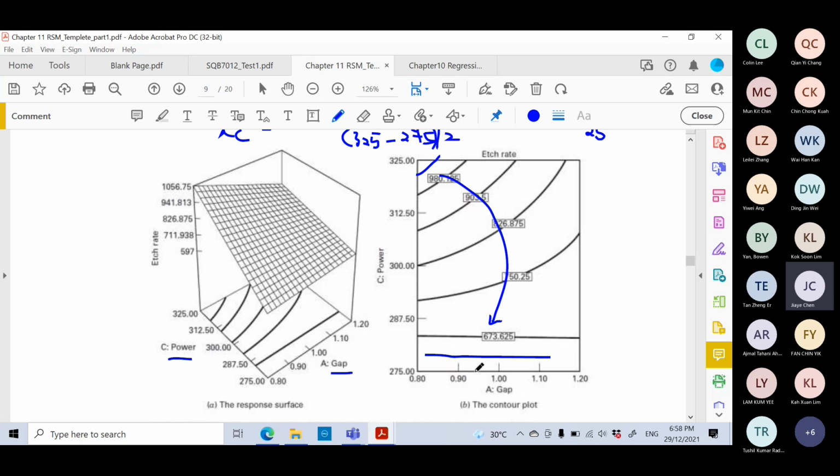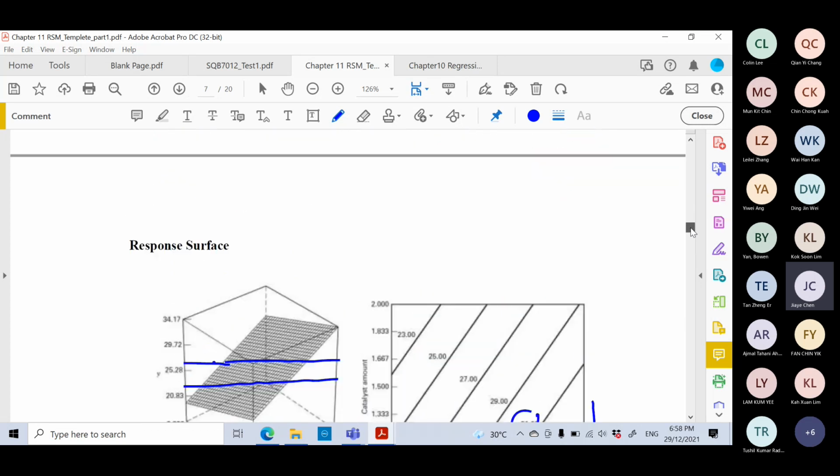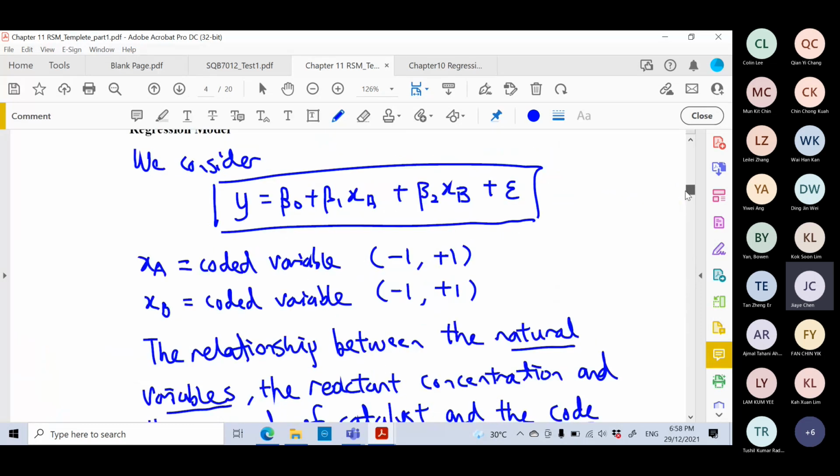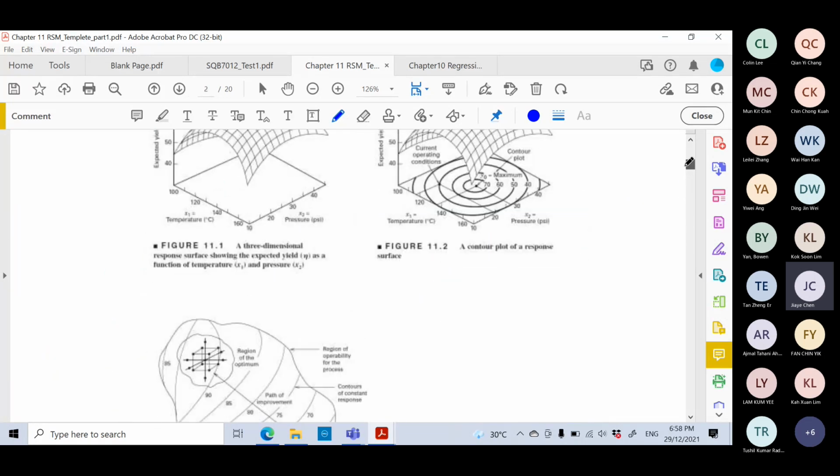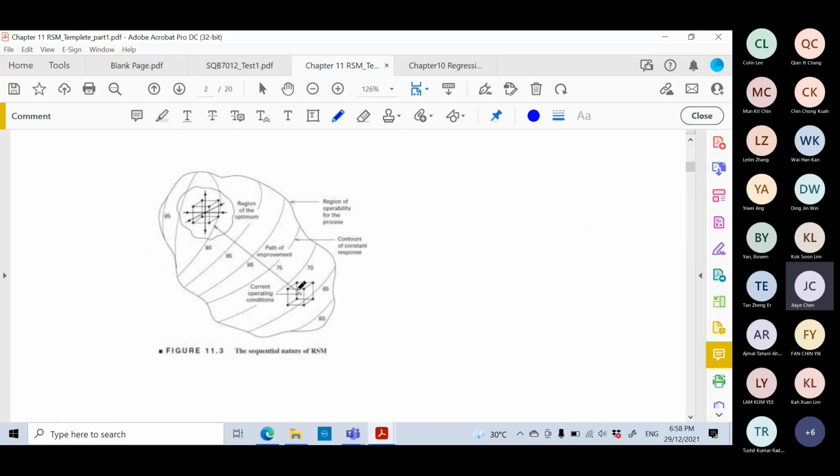So maybe they are moving towards this one, less than 1. The gap is less than 1, you get the minimum. And at the same time, you decrease the power level, so they move towards the direction of here. Okay, so this one is what you had before. I have mentioned it here. You have a following control plot, then you slowly move in that direction, then you get the optimal solution. Okay.